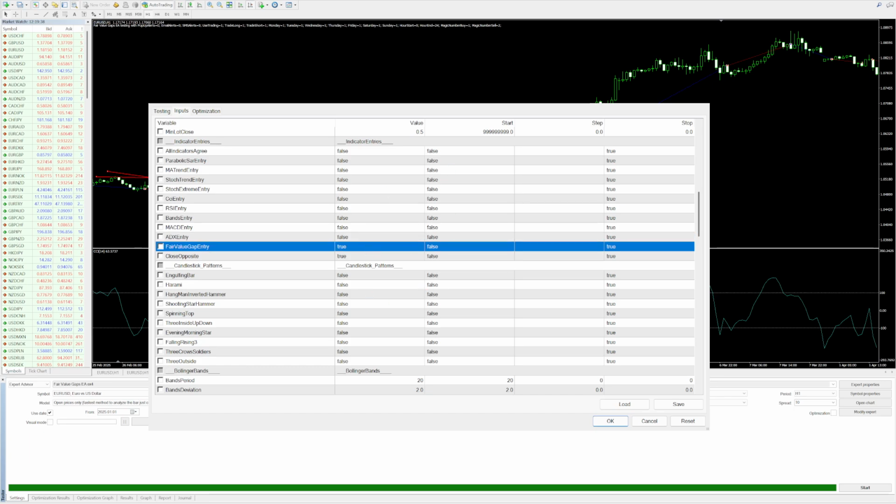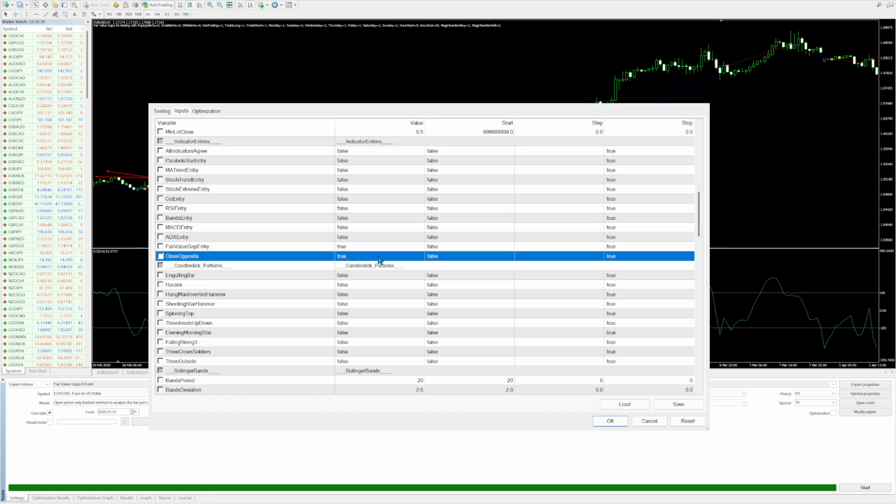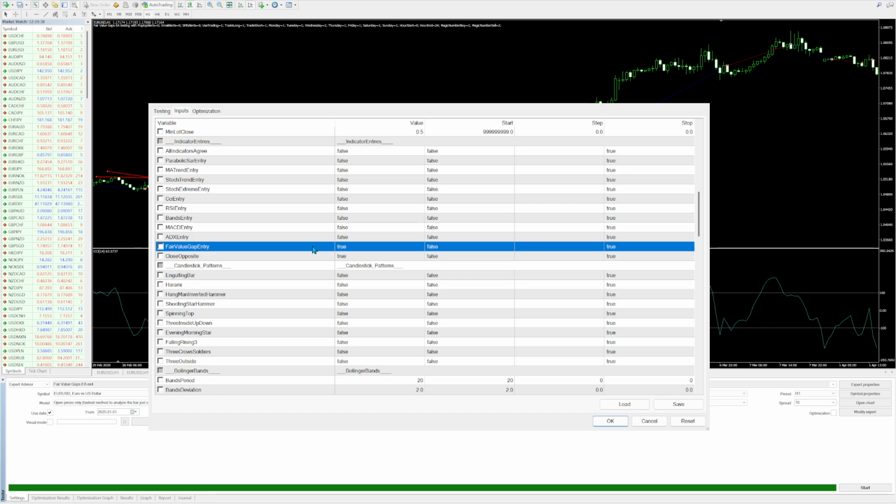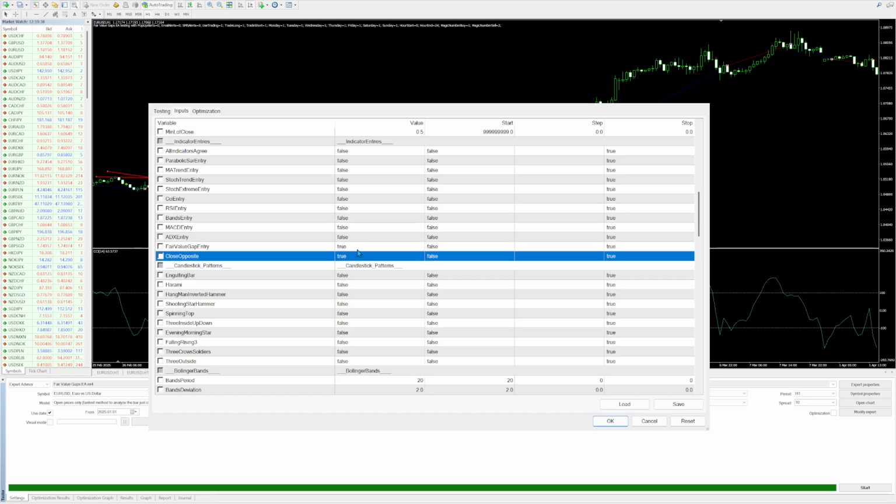And the fair value gap entry, here we go. So fair value gap entry, if there's a fair value gap and price is within the fair value gap zone, then true is the trigger for taking that trade. Okay, whether that's a buy or a sell, depending on the fair value gap, if it's a bullish or bearish occurrence. And the close on opposite signal, if you have this set to true, if there is an opposite signal, an open trade is closed. So if you have fair value gap entry set to true and there's a buy fair value gap, the EA will take the trade, and then when there's a sell fair value gap, it will close that trade and then take one in the opposite position.